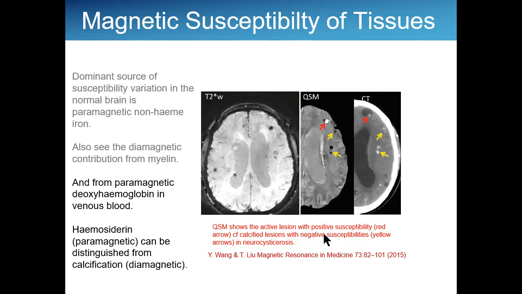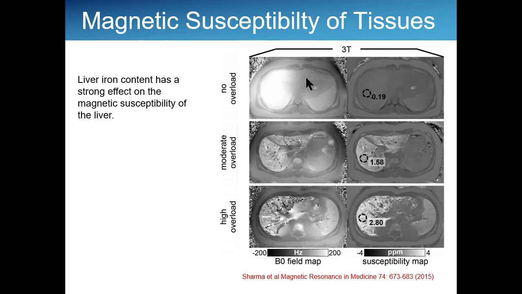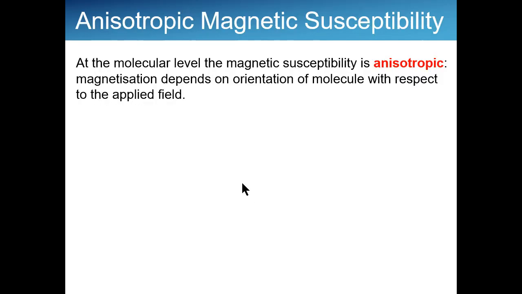So one application of QSM has been to differentiate between calcification and bleed in the brain. They appear similar in a CT, but they appear with opposite sign in a QSM image, and they may appear similar in a T2 star-weighted MRI as well. And of course, if we move into the body, then an area of interest is looking at the liver, and it's the liver iron content which actually drives the susceptibility quite significantly.